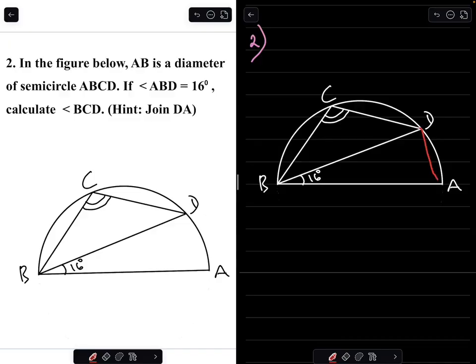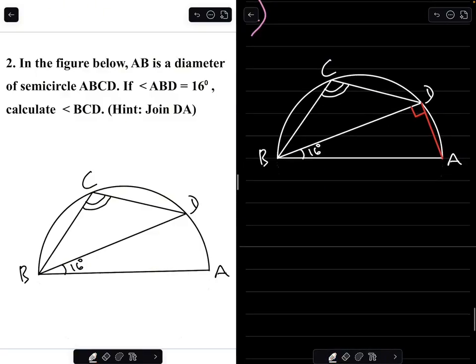Join D to A. If we join D to A, we'll see that angle BDA is a right angle. That means it is 90 degrees, and the reason for that is angle in a semicircle. Angle BDA equals 90 degrees, angle in a semicircle.